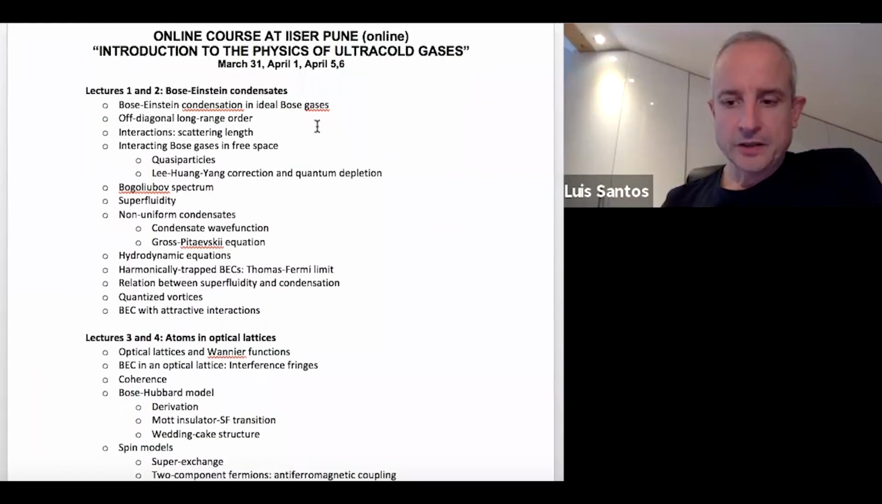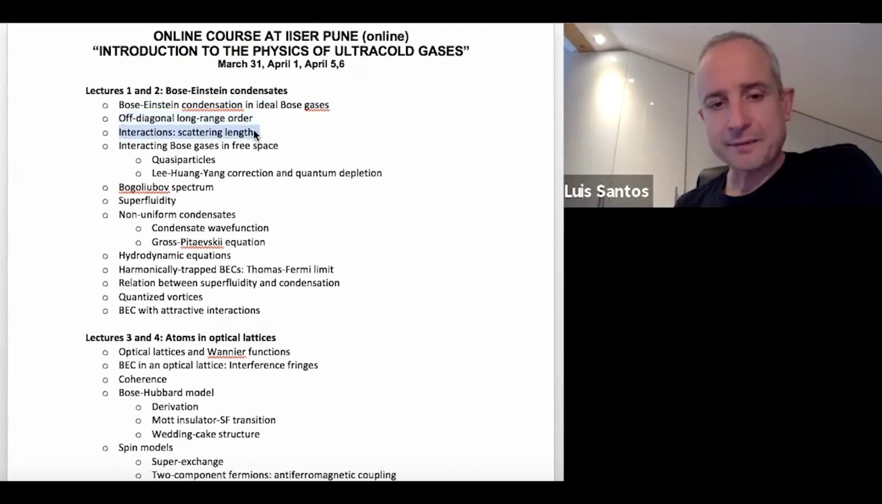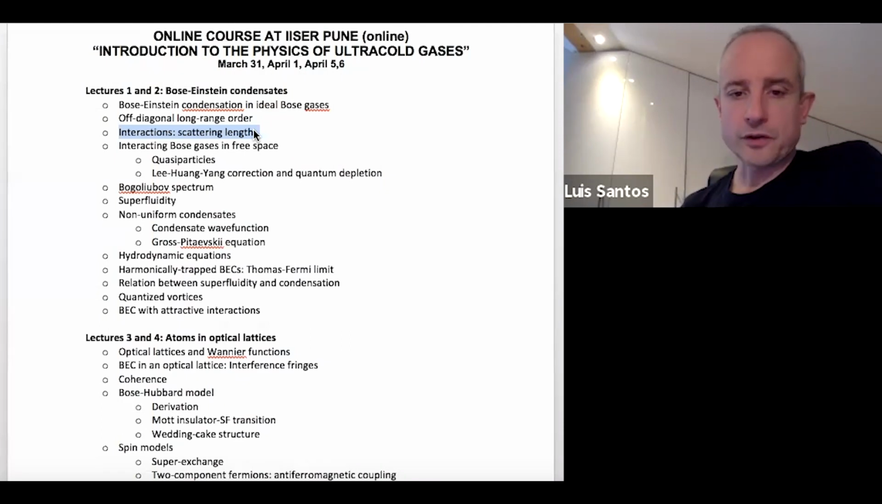Yes. So in the lecture of yesterday, we had a look at the very basis of Bose-Einstein condensation. We started with Bose-Einstein condensation in ideal Bose gases, then the idea of critical temperature, the idea of off-diagonal long-range order, and how it relates to the condensate. We introduced interactions and the concept of scattering length, and repulsive and attractive interactions. And then we started the discussion about the interacting Bose gas in free space. So we introduced the Bogoliubov approximation, basically approximating the creation and annihilation operators in the condensate by a C number.